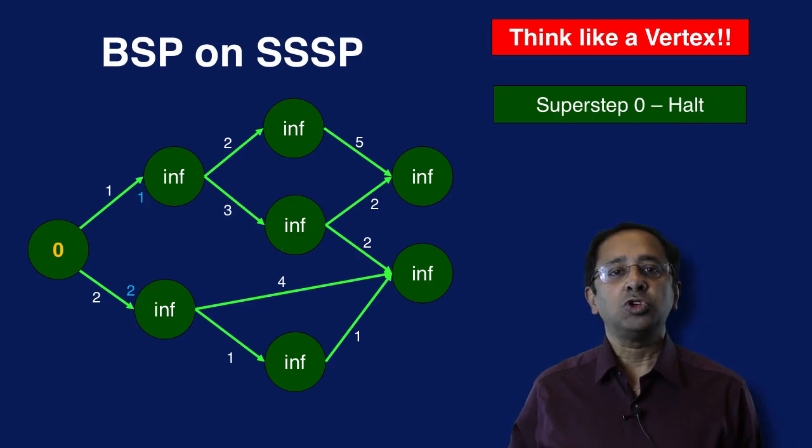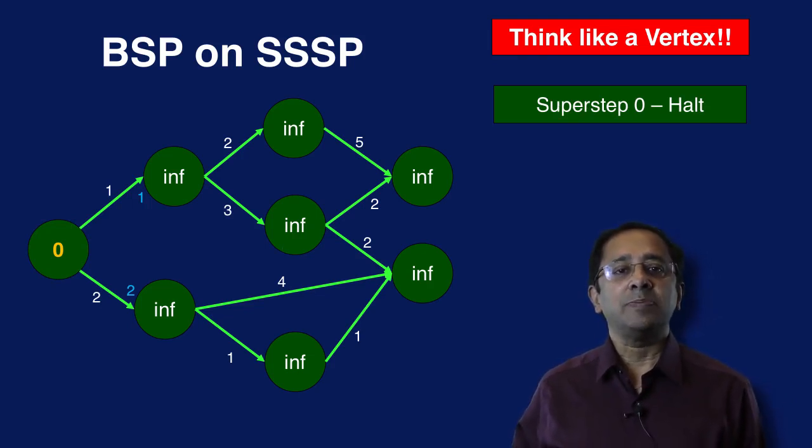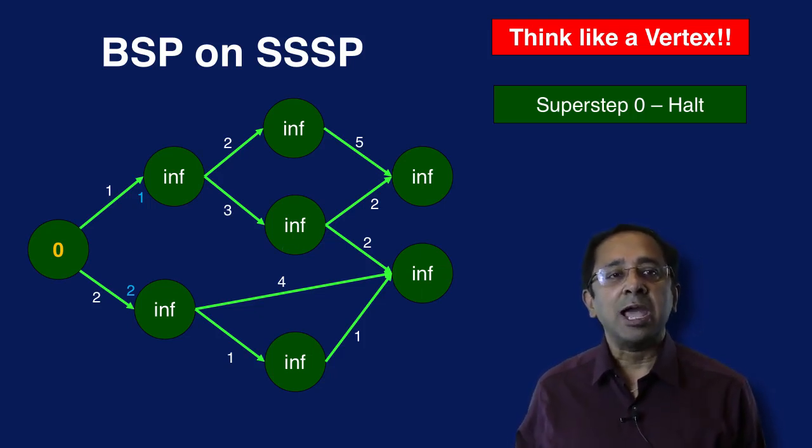All vertices vote to halt. That is, they now have hit a synchronization barrier. Notice that the receiving nodes do not look at the messages yet. It's the system's job to ensure that the messages are available to these nodes at the next superstep.